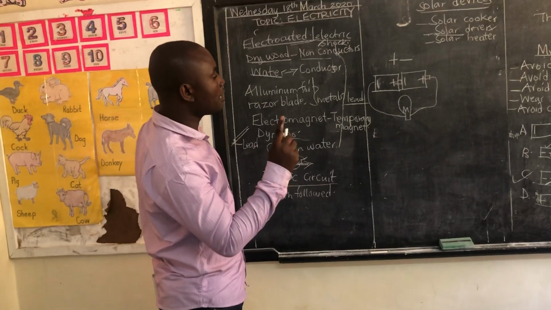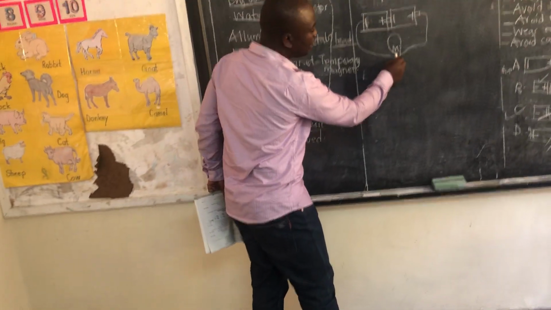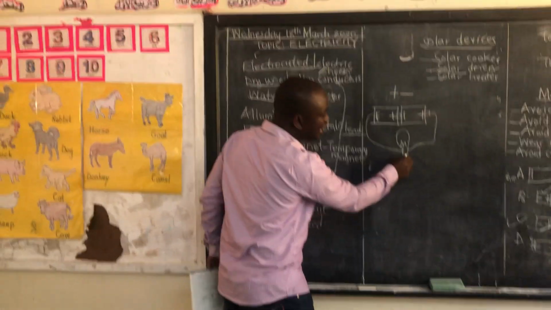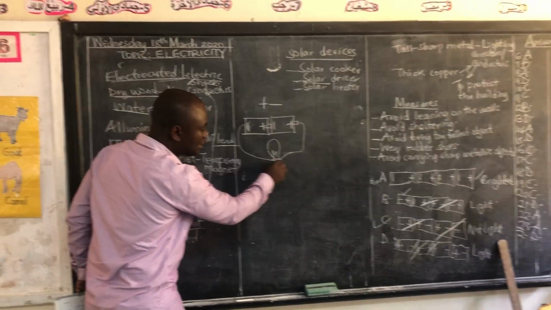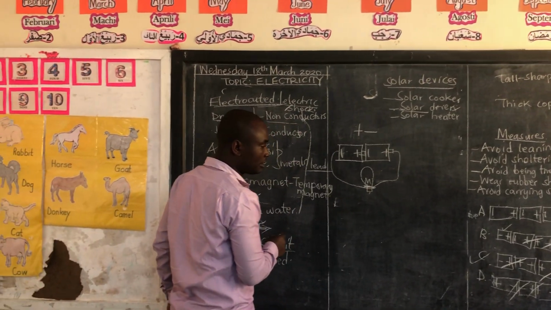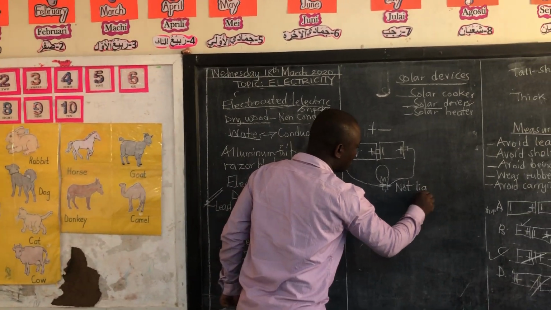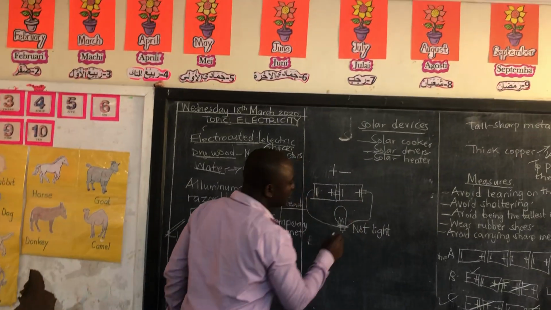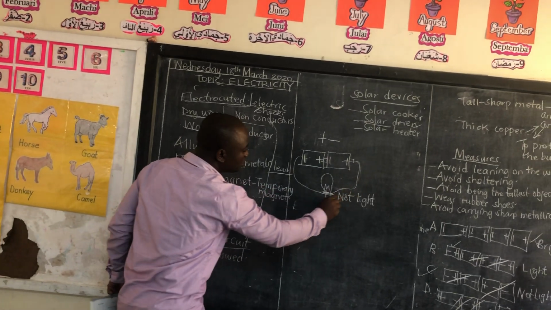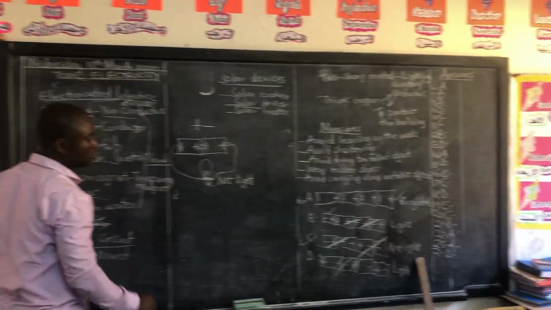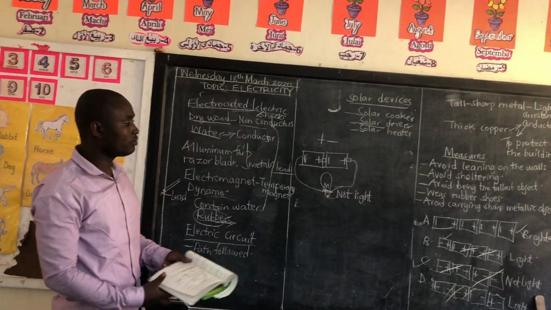But there is one problem here. If you look at the bulb, this side has not been connected. So it is only connected at one point. This one will not light. It could have been lighting if this one was connected at this point, or one of them. They should not be connected to the same point.